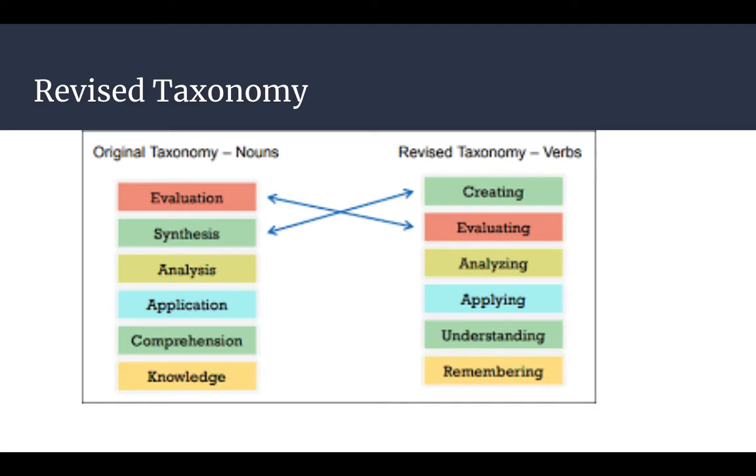Bloom's taxonomy was revised recently, probably in the last 10 years, trying to look at 21st century skills and how those 21st century skills relate to the taxonomy. And so what I like is it's moved it down to verbs, which I think is very useful for me. Knowledge is now remembering. Comprehension is now understanding. Application is applying.